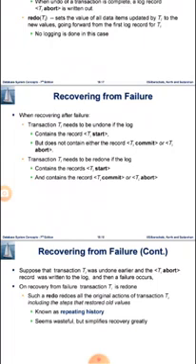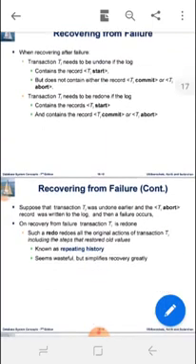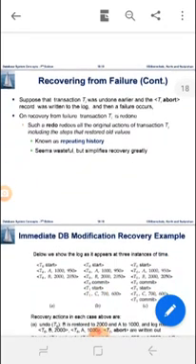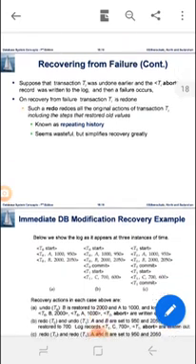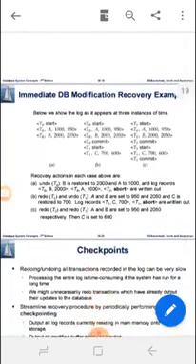If the transaction T1 needs to be undone, the log file contains the record T1 start, then commit. If a failure occurs, for example, if one process is not completed and is aborted, what is the role of recovery? In that case, redo is the original actions of the transaction, including the steps to restore old values, that is known as repeating history. It seems wasteful but simplifies recovery greatly.